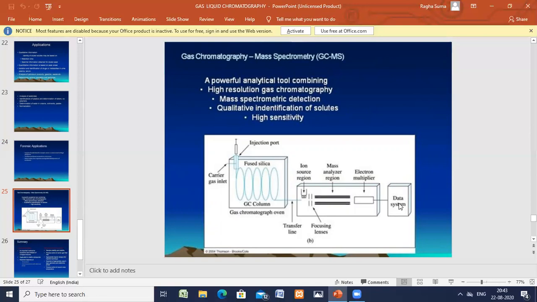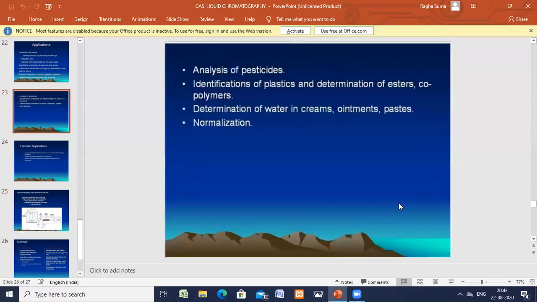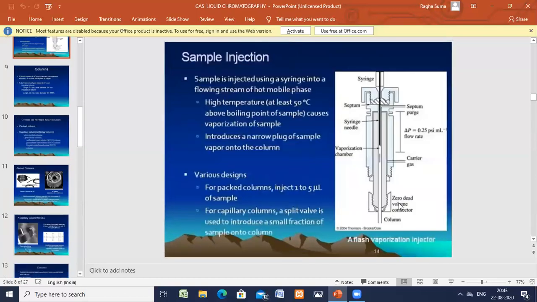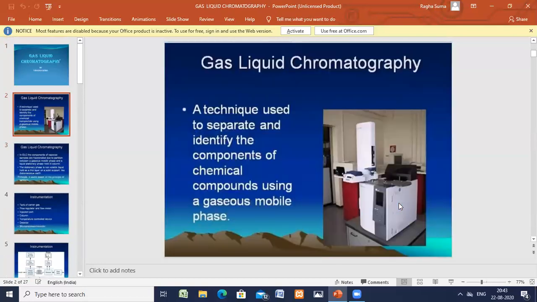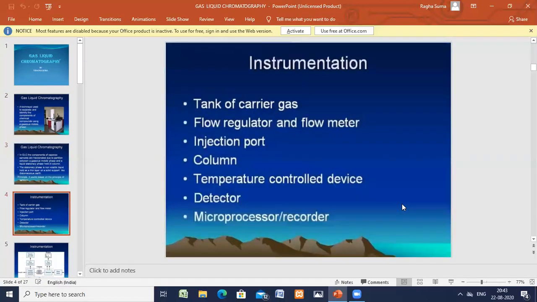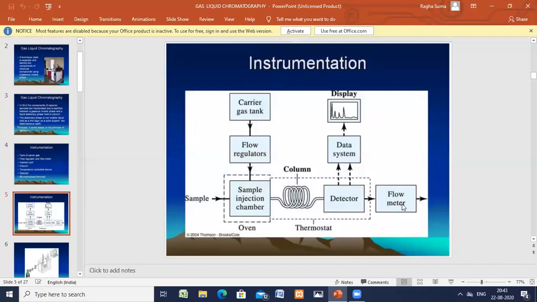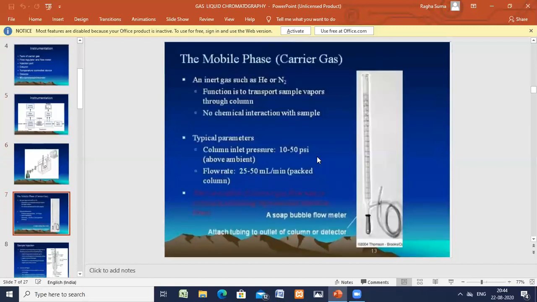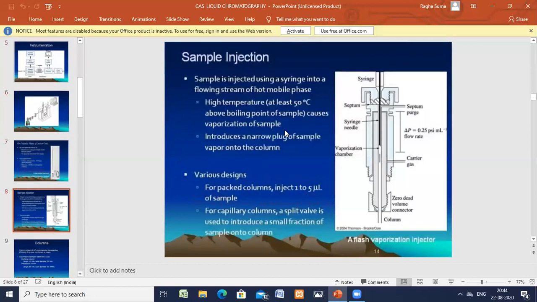Okay, I hope everybody has understood my class. So once again, I'm just repeating what we have discussed in today's class. Gas chromatography, gas liquid chromatography, the principle behind it, and the instrumentation and the parts in the instrumentation, how the process is taking place we have seen, and which type of mobile phase is used, which type of sample, how the samples are injected, how they're converted into vapors, and how they're carried to the columns.